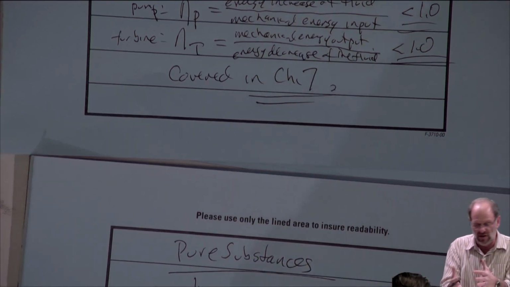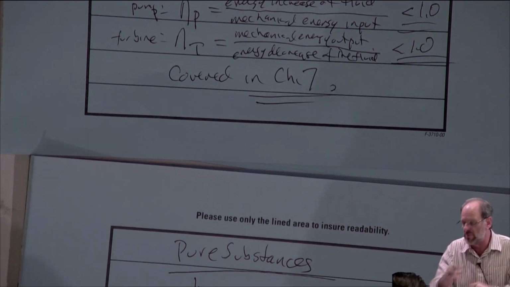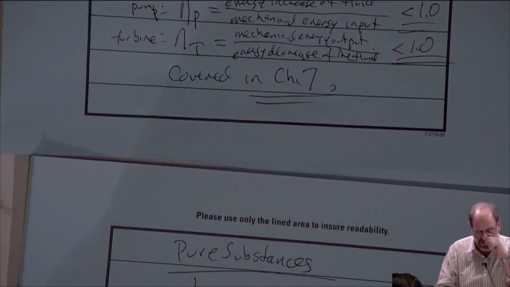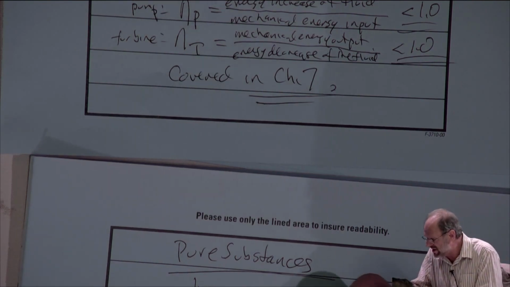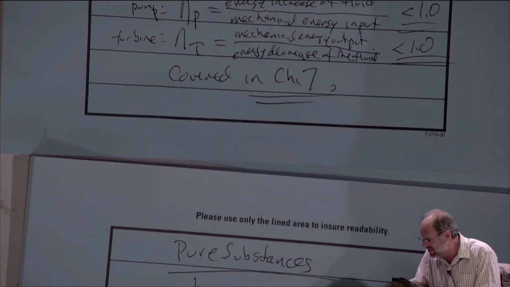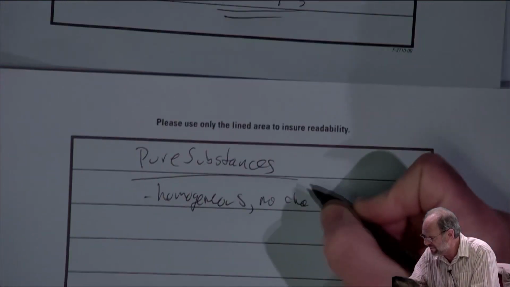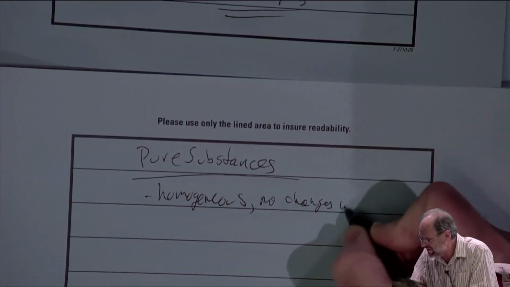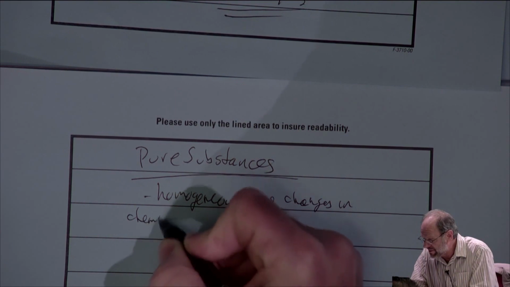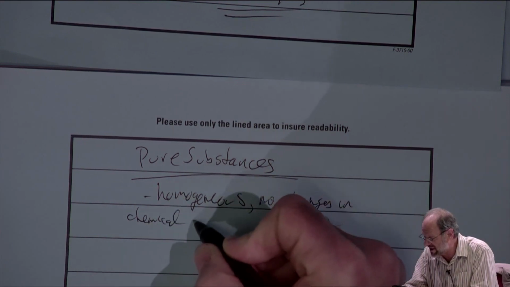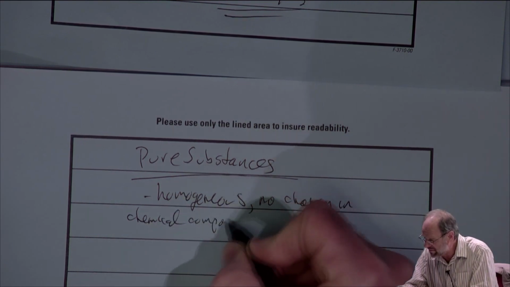Okay, so as you look at it, it looks the same. Every bit of it looks the same. That's a homogeneous substance. Think of that as a well-mixed substance. But also we would note that there's no change in chemical composition. So there's no chemical reactions taking place.